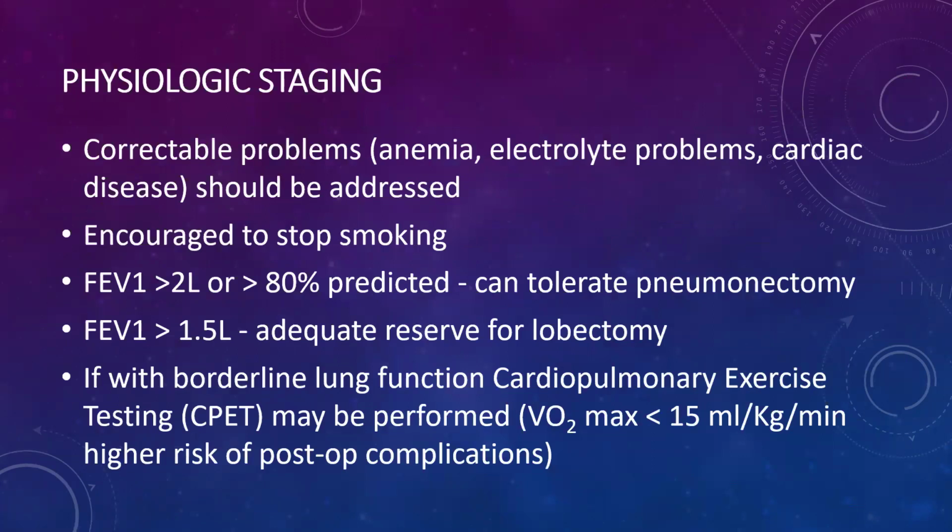Okay, so once you have your anatomic staging, you do your physiologic staging. So you have to assess the patient in terms of their problems. You have to encourage the patient to stop smoking. And you have to check the patient's lung function prior to doing any surgery. If your patient has an FEV1 that is more than 2 liters or more than 80% predicted, then this patient can probably tolerate pneumonectomy. If your FEV1 is only more than 1.5 liters, then this patient has adequate reserve for doing your lobectomy.